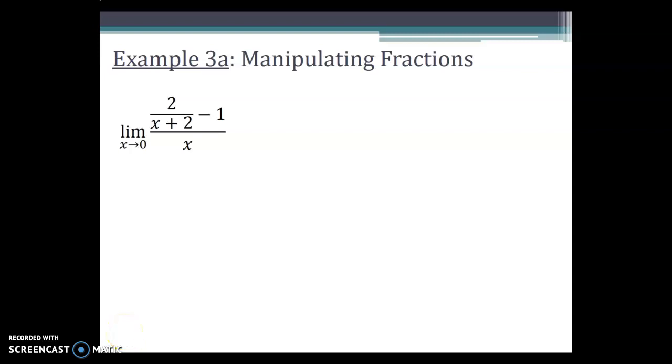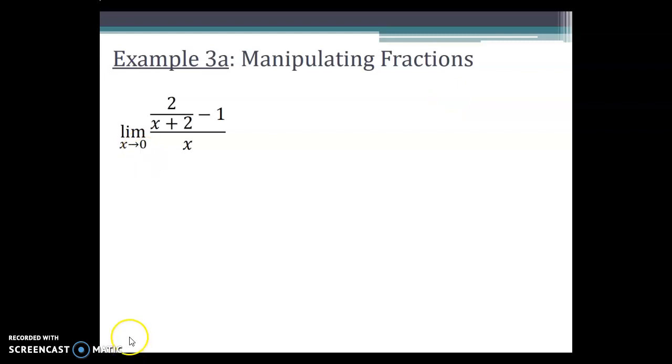Hi everybody, in this video we're going to talk about the third algebraic technique for evaluating limits. Sometimes all it takes is just manipulating a few fractions. So as always, we start by attempting direct substitution. If you try to substitute 0 in for x, let's figure out what we get.